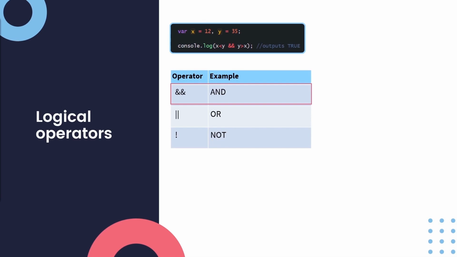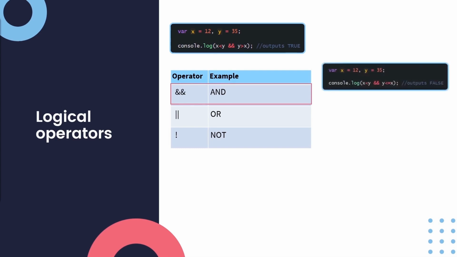Now, the one thing about the ampersand or the and operator is that both conditions must be satisfied for the result to be true. So if x is greater than or less than y, while y is something completely different like equal to x, this would default to false because both conditions are not being met.